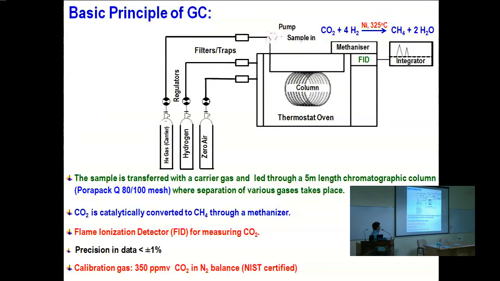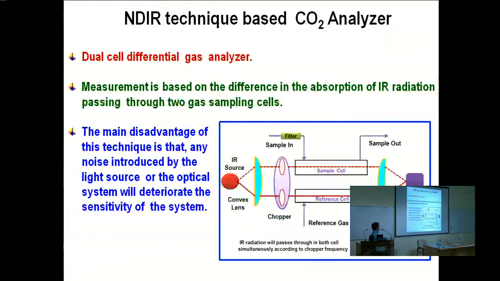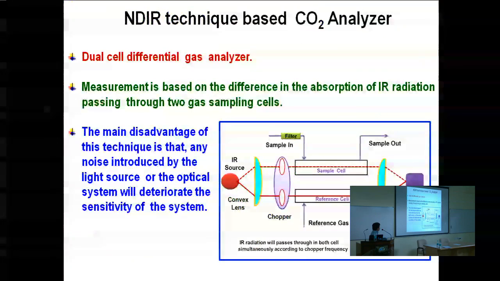But the disadvantage of this technique is that the precision of the data is very bad, around plus minus 1%. So for monitoring CO2 for global climate change, we cannot use this gas chromatography technique. Another one is the non-dispersive infrared radiation technique.